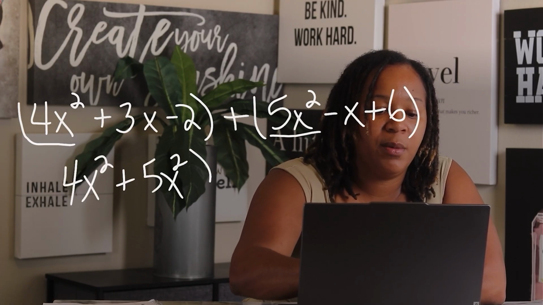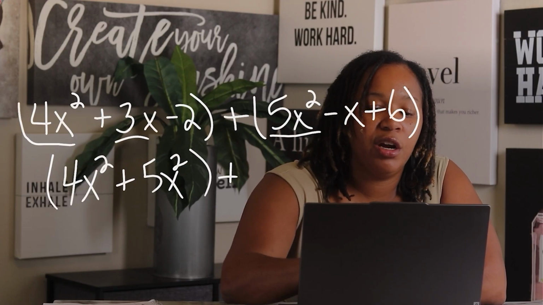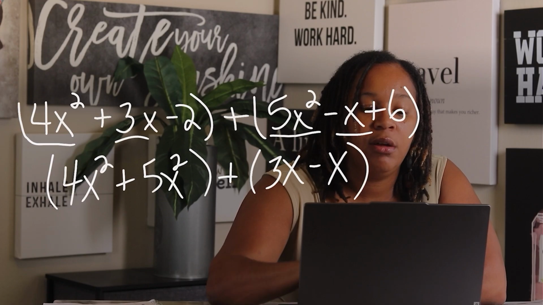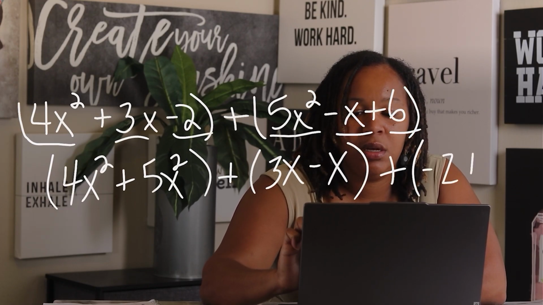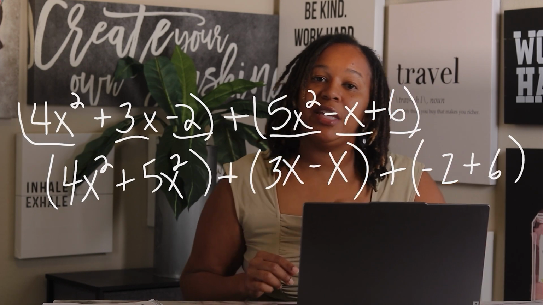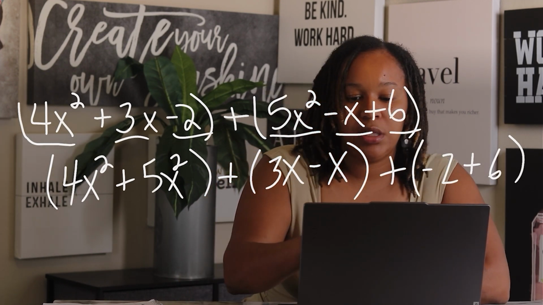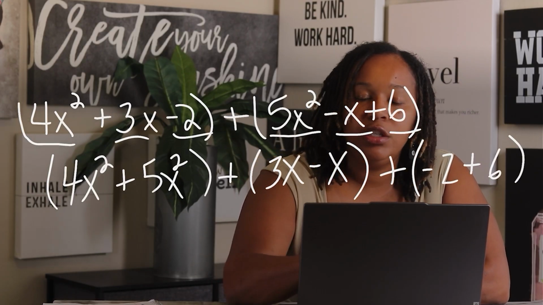And I'm just going to rewrite them and group them so you know what I'm adding together. Your second like terms are 3x and minus x. So I'm going to go ahead and group those together. And then your last like terms are minus 2 and plus 6. Like terms, remember, means it has the same variable and the same exponent. So we have the x squares together, the x's together, and then the constant terms together, which are just the numbers.